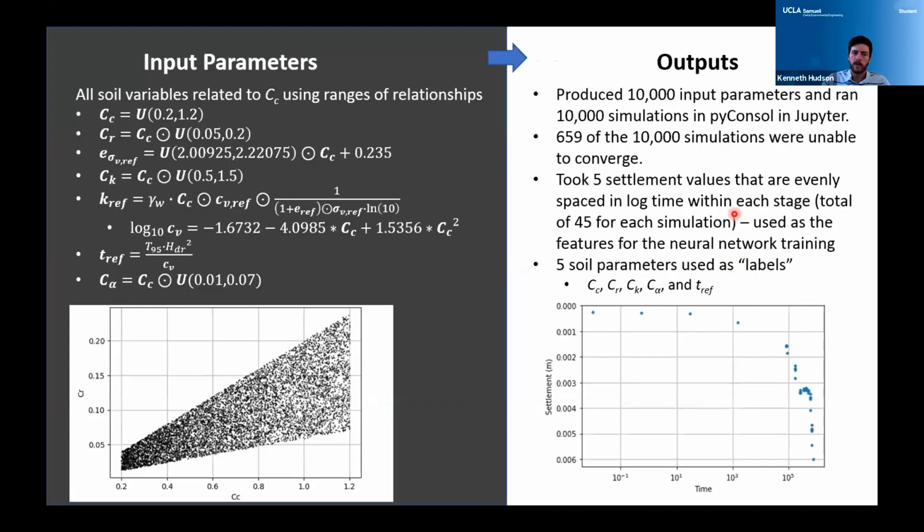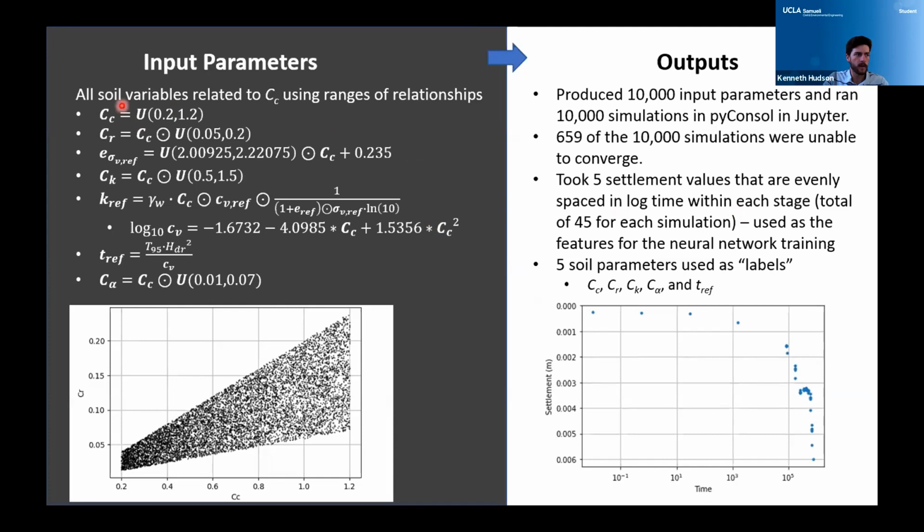To be able to train the neural network, we wanted to run PyConsol a lot of times with lots of different soil parameters input into it, and then generate those settlement with time profiles as simulated out of PyConsol, and then train a neural network using those data. And so we had to come up with a range of input parameters that would be representative of most clayey soils. And so we took a lot of these as just uniform distributions.